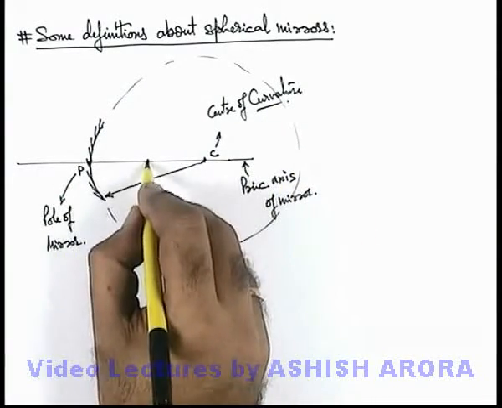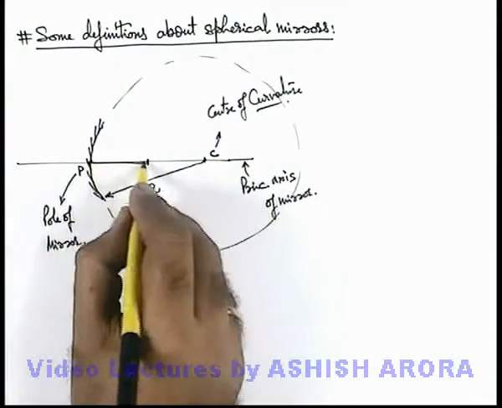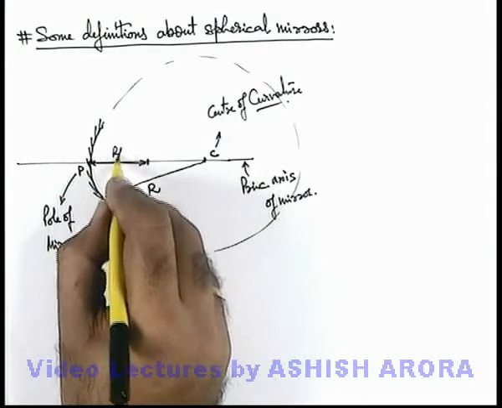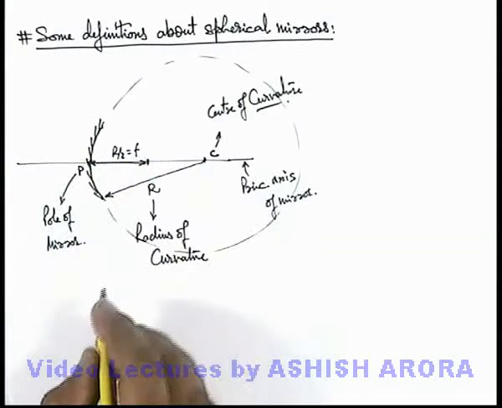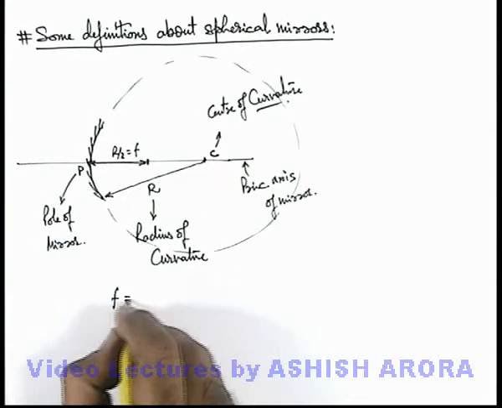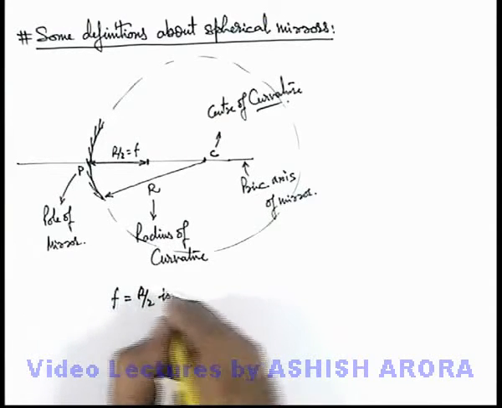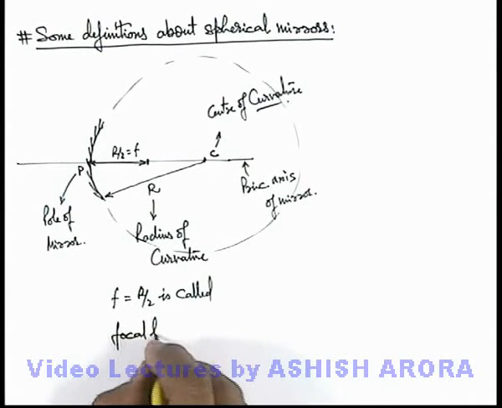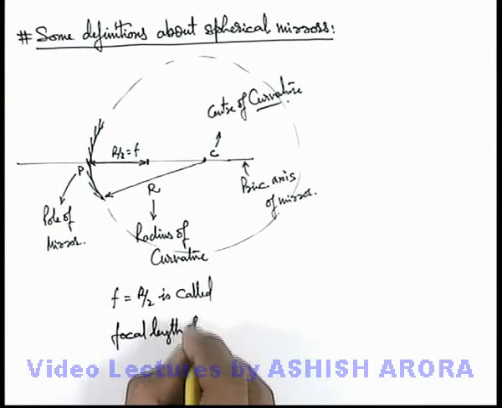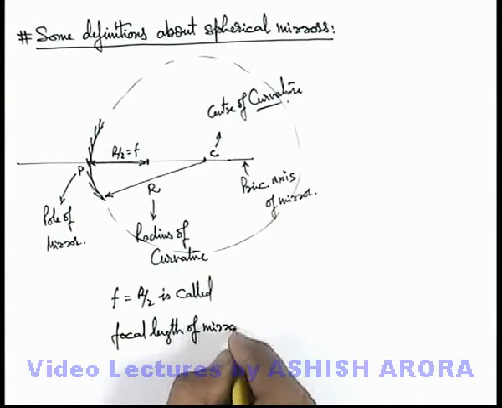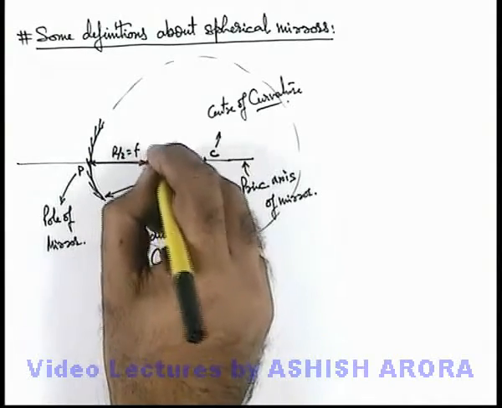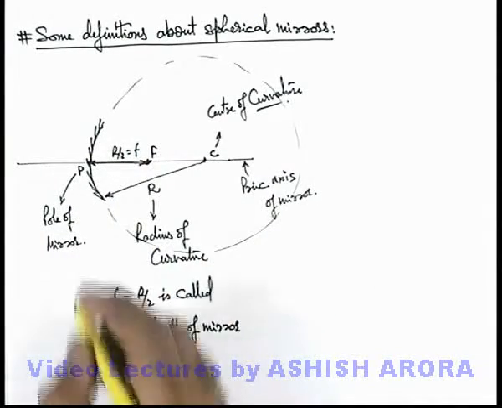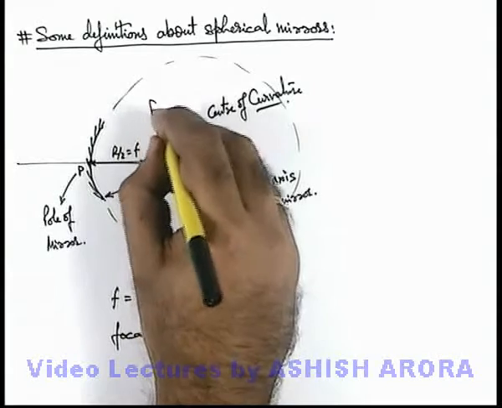The midpoint of this P and C, which is at a distance r by 2 from the pole, is written as f, where f is equal to r by 2, and is called the focal length of this spherical mirror, and this point we term as F, which is the focal point or focus of the mirror.